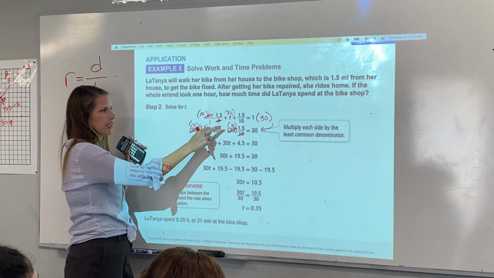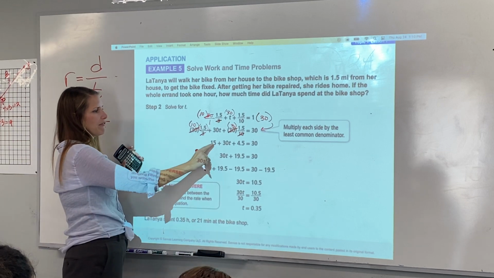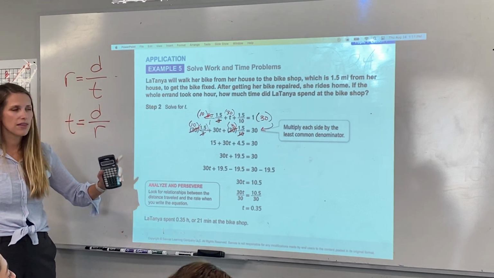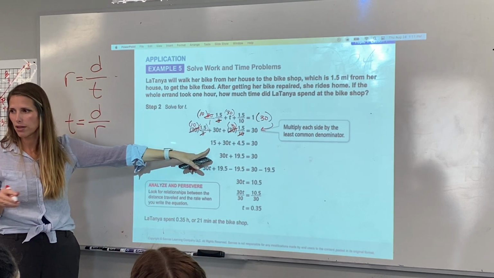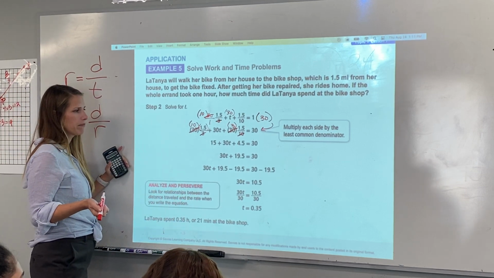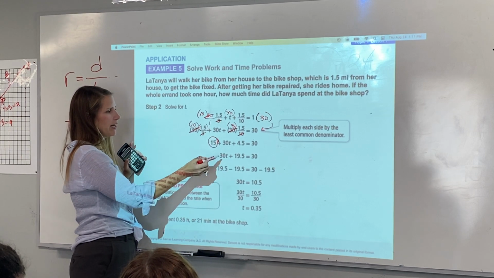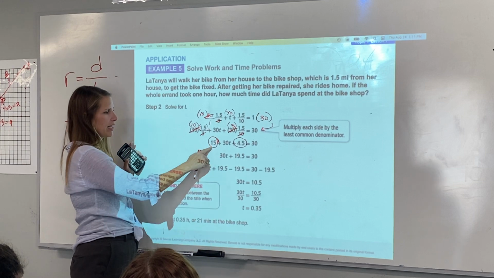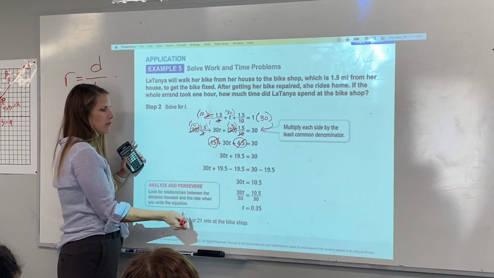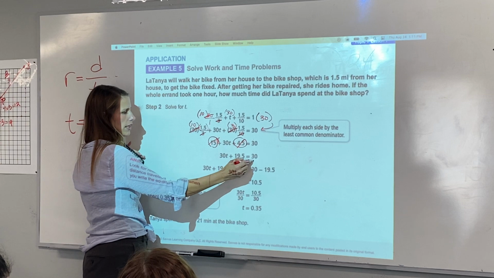So we chose 30 because 3 times 10 is 30, and that's what's going to cancel out our denominators. So we have 15 plus 30t plus 4.5 equals 30. This is the easy part. These are the equations that we've been working with all through lesson 1. So we combine the like terms, very good. 15 and 4.5, and we get 19.5. 30t is still just 30t, then what do we do?